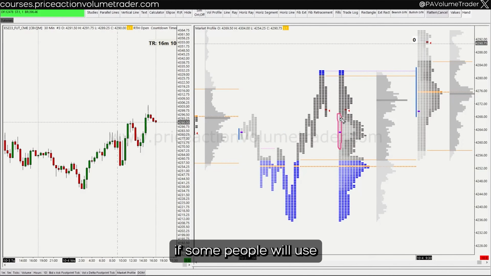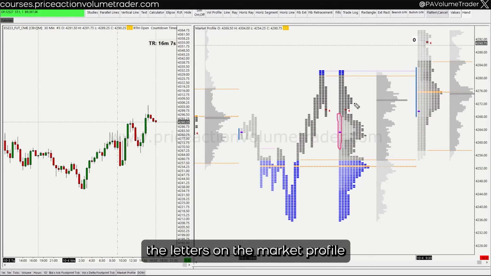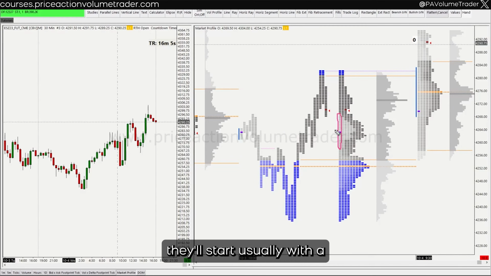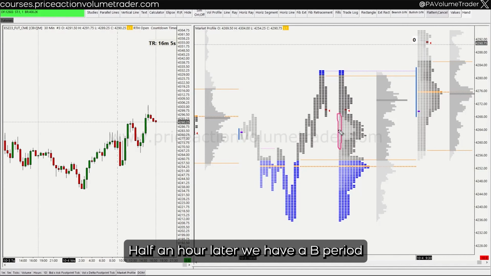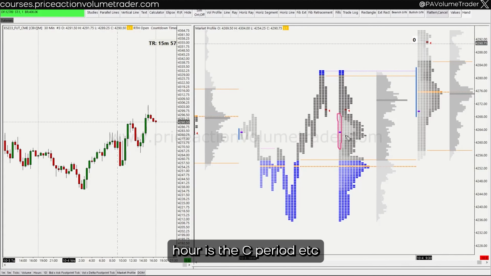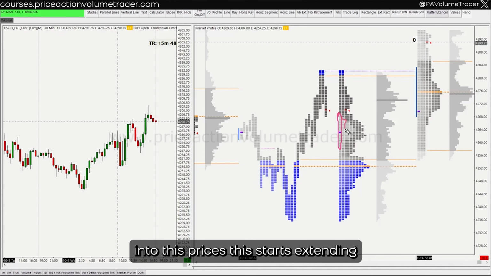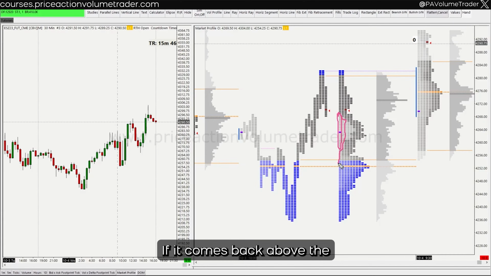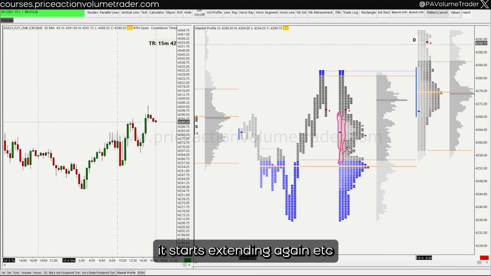Some people will use letters on the market profile, and they'll usually start with A. So the first period is called the A period. Half an hour later, we have a B period. Then after 1 hour is the C period, etc. And so as price pushes up and then comes back down into these prices, this starts extending. If it comes back above the next prices, it starts extending again, etc.